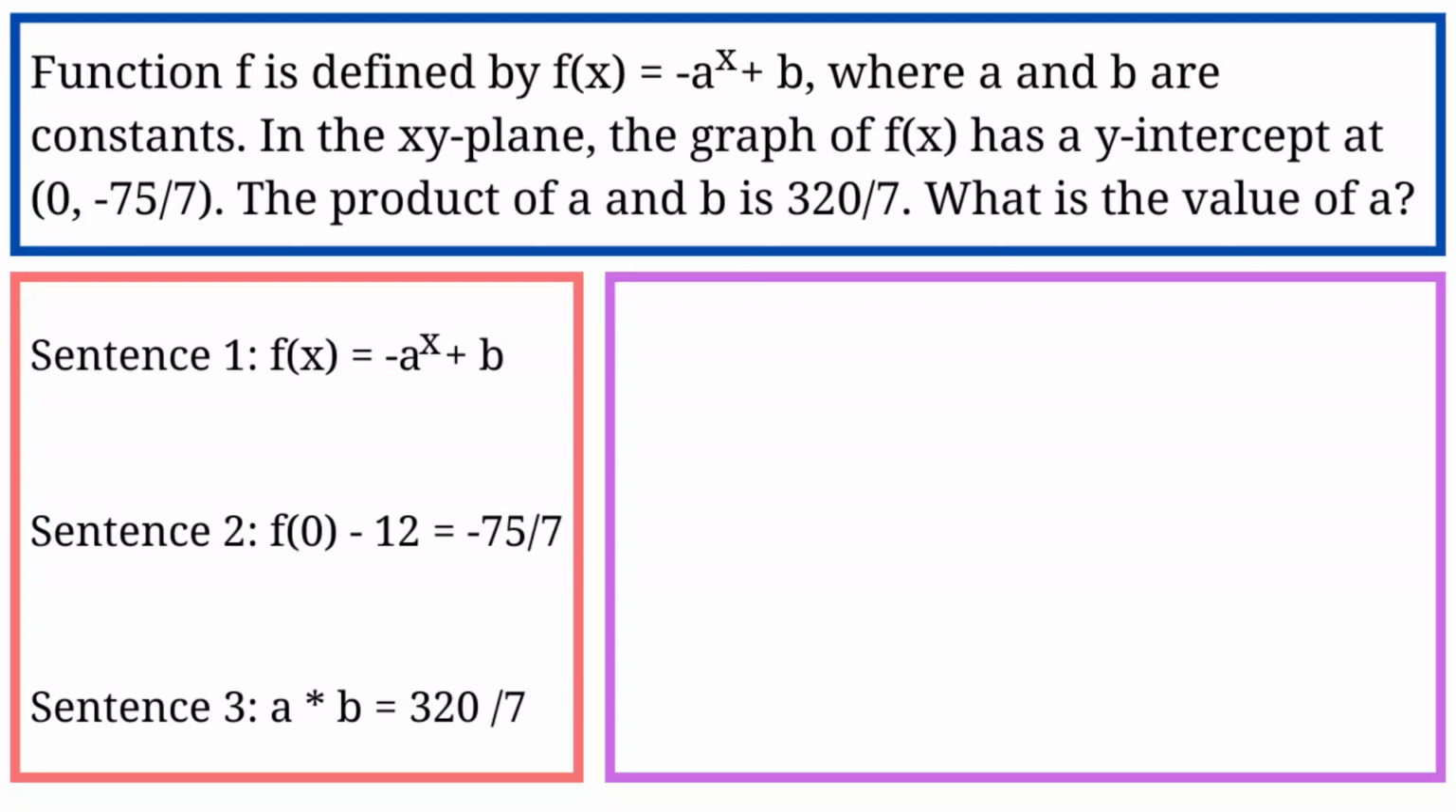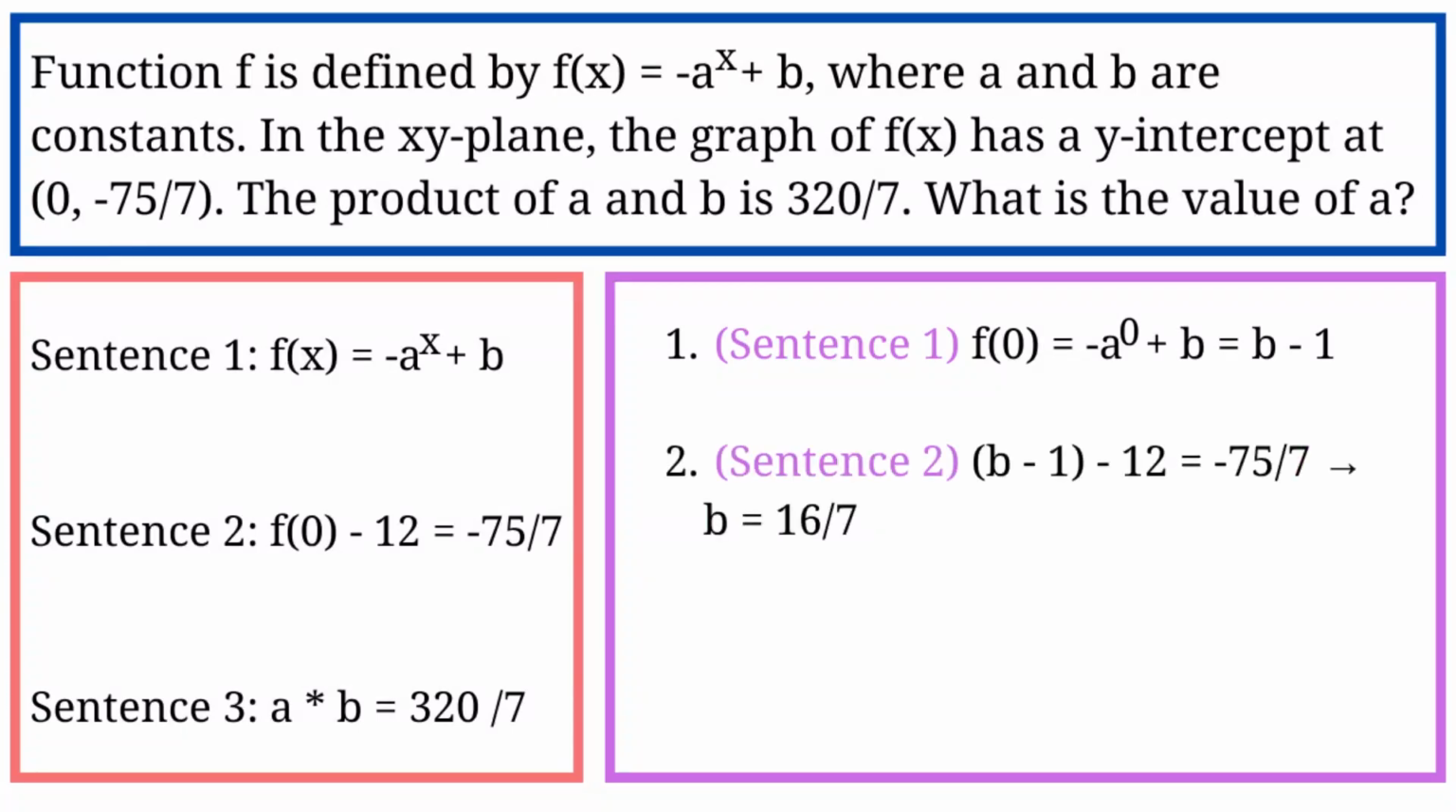In our second sentence, we know that f of 0 minus 12 equals negative 75 over 7, and we also know that if we plug in f of 0 into the first equation, we would get that f of 0 is negative a to the 0 plus b, which just equals b minus 1, since if you raise anything to the power of 0, it just equals 1. If we plug in b minus 1 for f of 0 back into our second equation, we can solve for b, and we get that b is equal to 16 over 7. If we plug that into our third equation, we get that a times 16 over 7 is 320 divided by 7, so a has to equal 20.